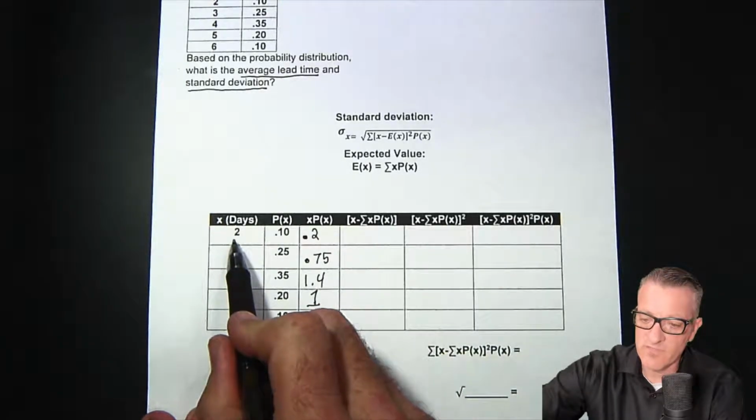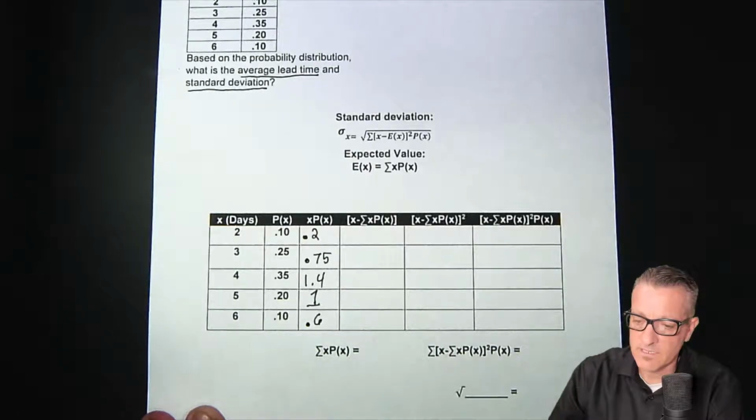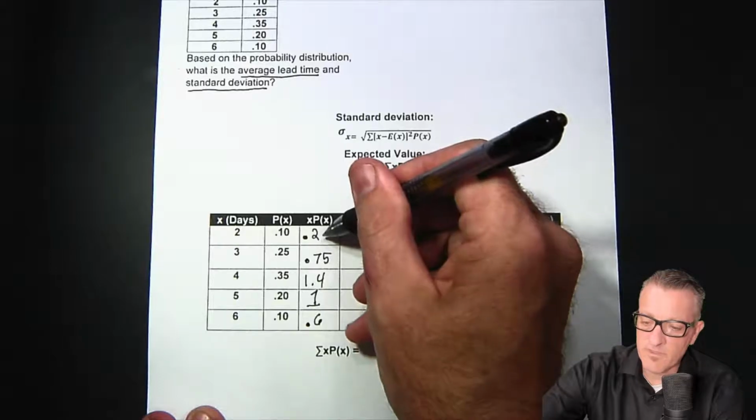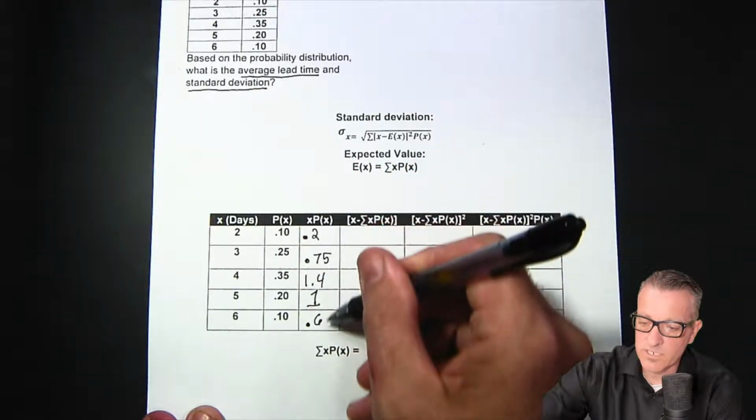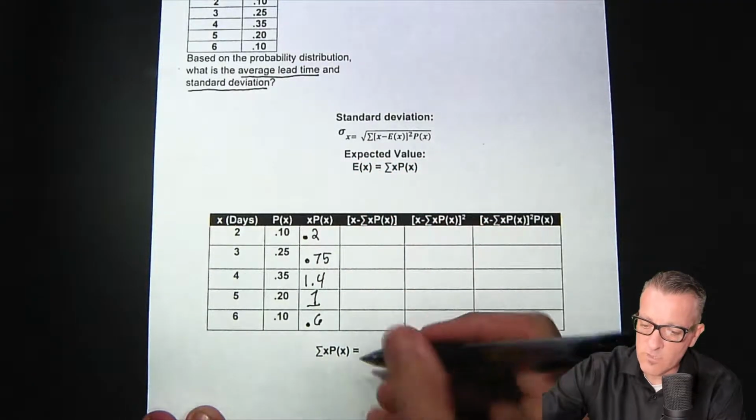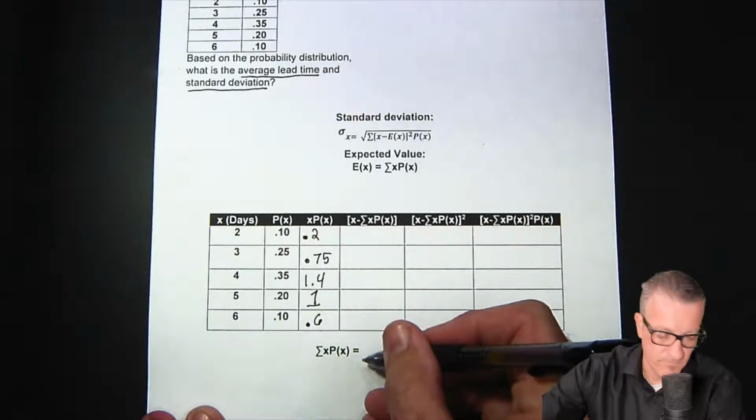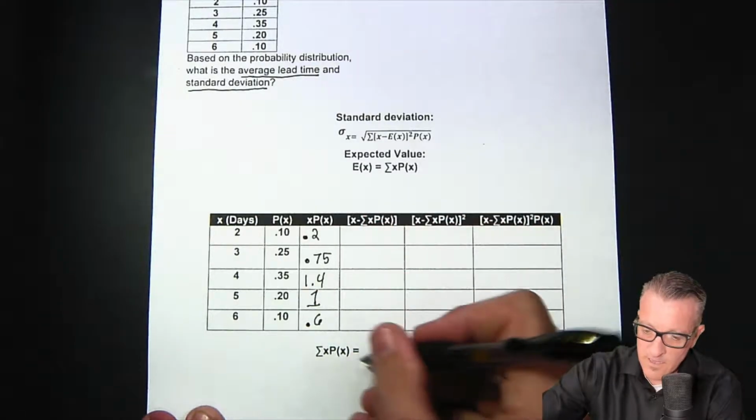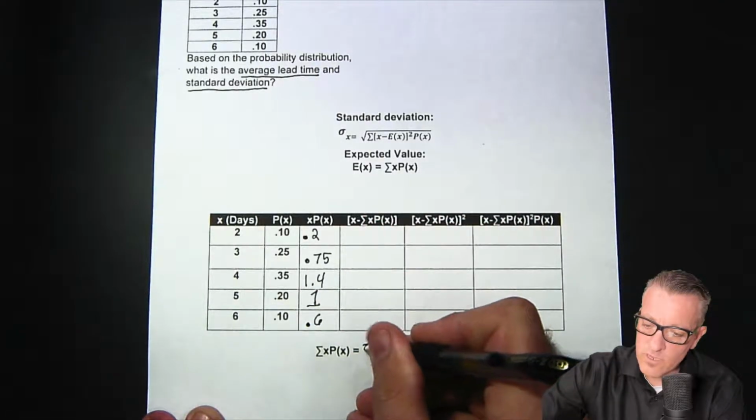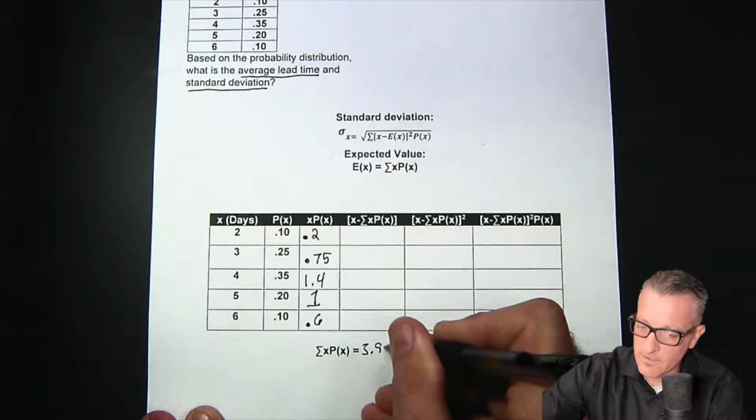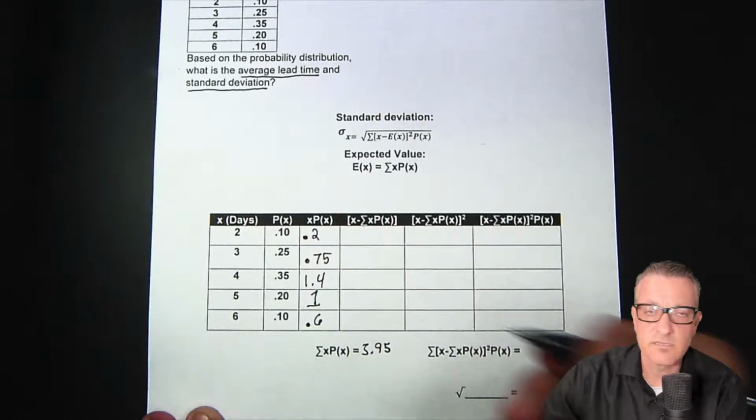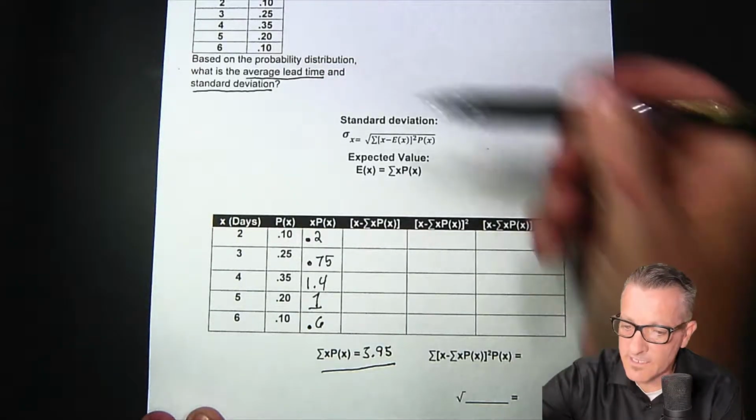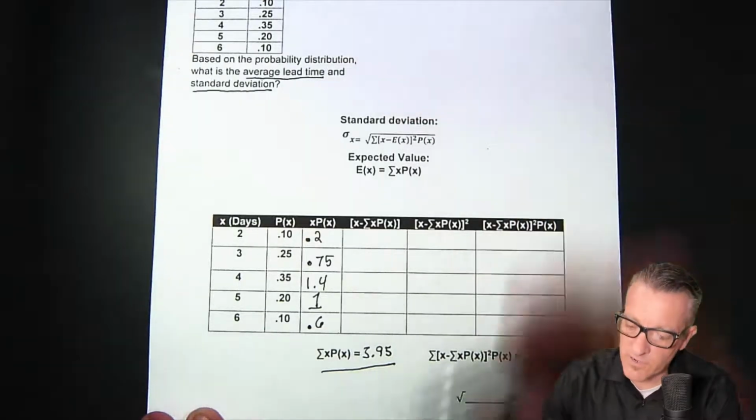So what we're doing is just multiplying straight across. The value of the days times the probability. So that's easy. And then what we do is we sum these right here. So we sum what we just multiplied, and that will end up being our expected value. So I've already worked this out. When we sum these right here, it ends up being 3.95. So that's our expected value. This is the answer to the average lead time part of the question.